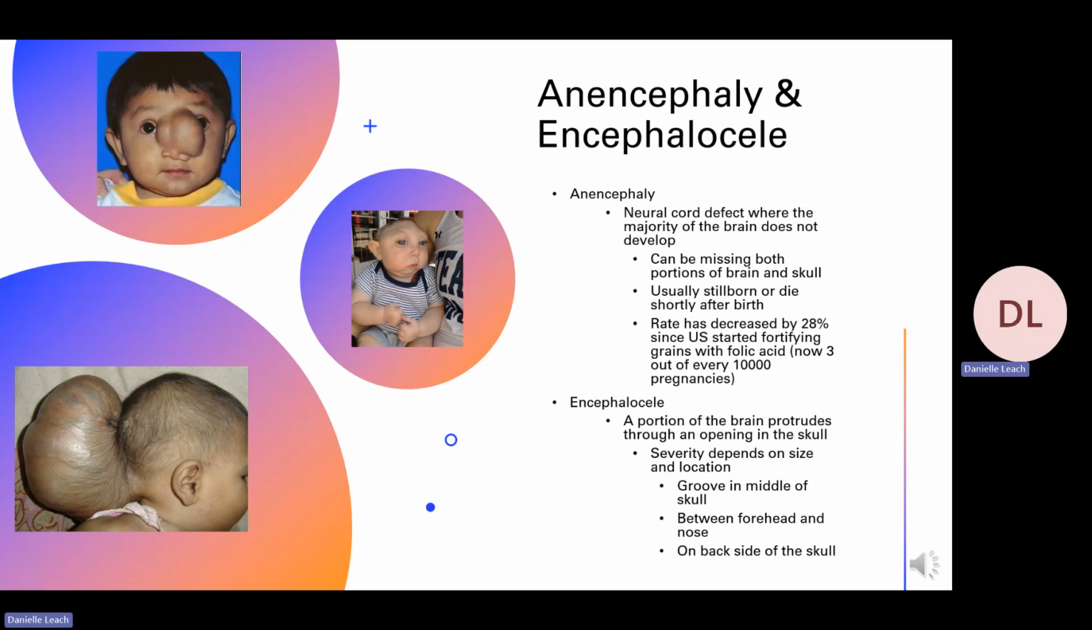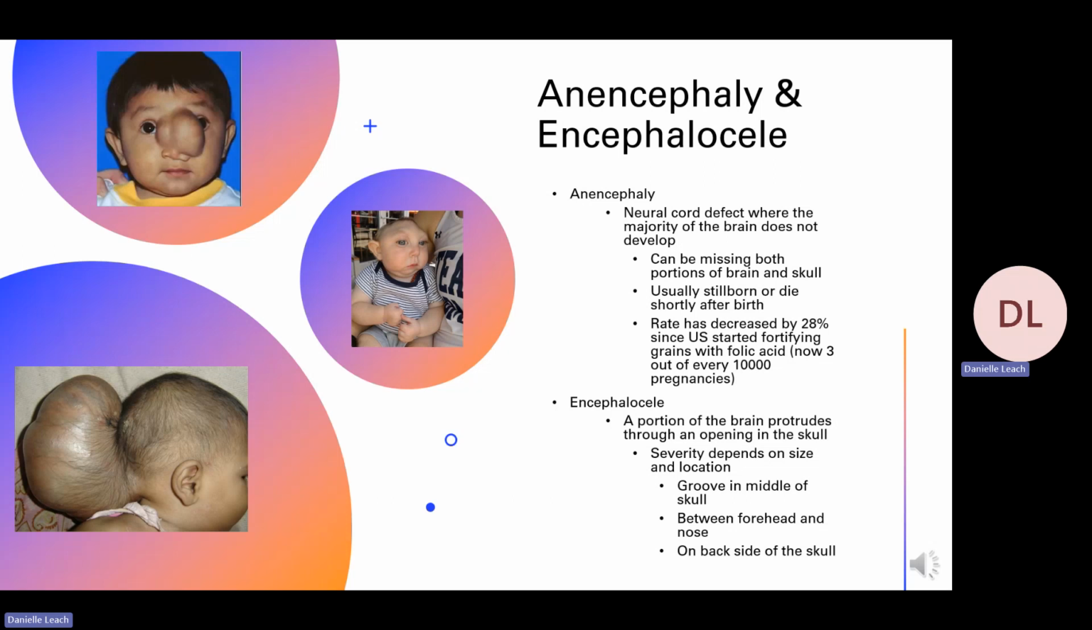Two other types of neural tube defects are anencephaly and encephalocele. Anencephaly is a neural tube defect where the majority of the brain doesn't even develop. So the baby can be missing both portions of the actual brain and portions of the skull. This picture in the middle here of the baby in the striped onesie is a baby with anencephaly. Most babies with anencephaly are miscarried or stillborn or die very shortly after birth. So if they are born alive, they usually don't live very long at all.